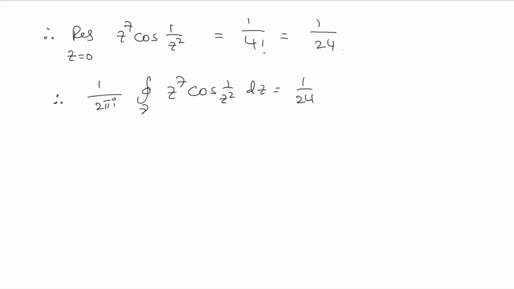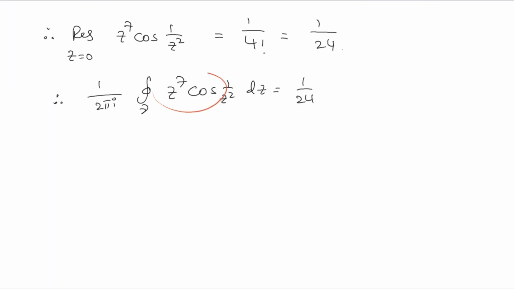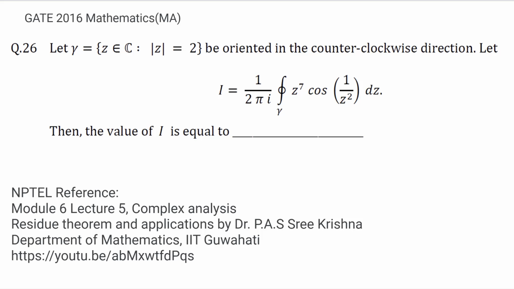If suppose the given curve gamma were another curve which does not contain 0, then since there are no other poles or singularities of this function, we would get this integration as 0. But since here gamma is given as |z| = 2 and 0 is contained inside this path, we get this integration as nothing but the residue at the singularity, and that is 1 divided by 24.